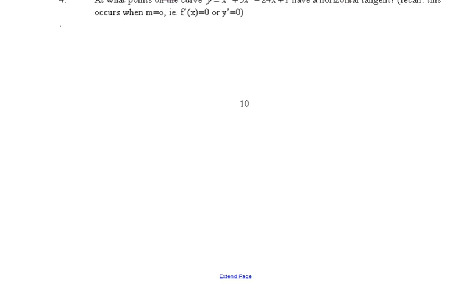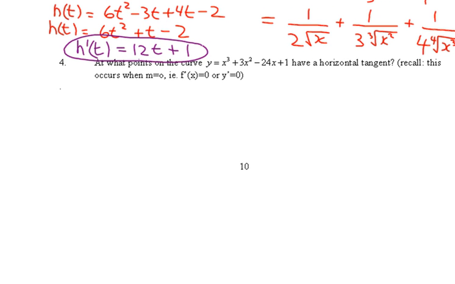Okay. We have two more questions, but they're a little bit lengthy. It's okay, we have 20 minutes or so. All right. At what points on the curve y equals x cubed plus 3x squared minus 24x plus 1 have a horizontal tangent?